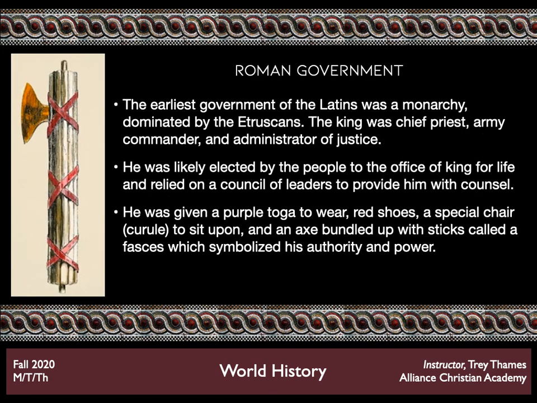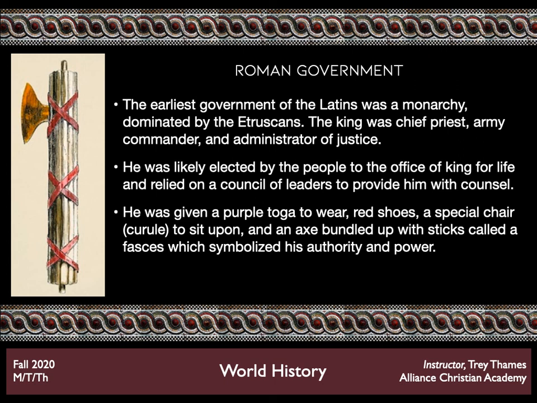The earliest form of government was a monarchy, which you know what that is. We talked about that a week or so ago with the Greeks. It was a king. And they were dominated by Etruscan kings. He was a chief priest, an army commander, administrator of justice. He was basically elected by the people to be the king for life. They actually elected him. So he didn't get his power because he came to power through a military battle. He came to power because people elected him to be king for life. And he had a council of leaders that would basically provide him some counsel.